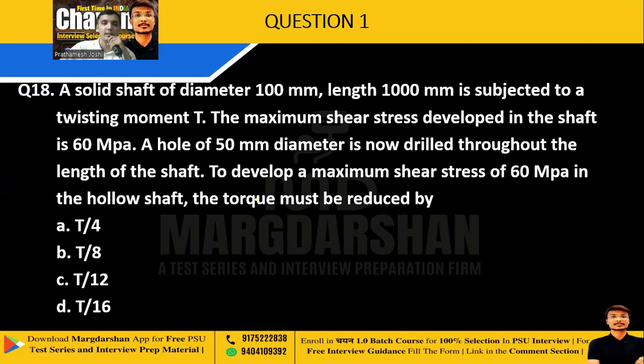Now, how can we write it? Just a minute. So you can write it like this. See, now the torque will be given as T. T1 we will consider for the solid case, which should be equal to tau into J upon R. Now see what they have said, that D naught, the outer diameter, is the same.